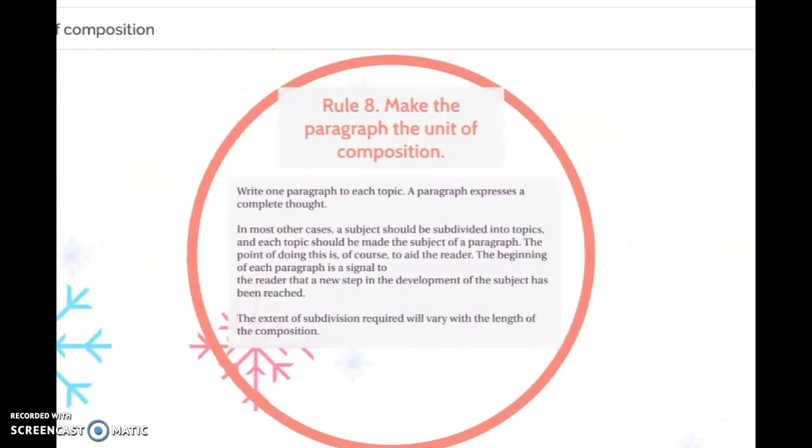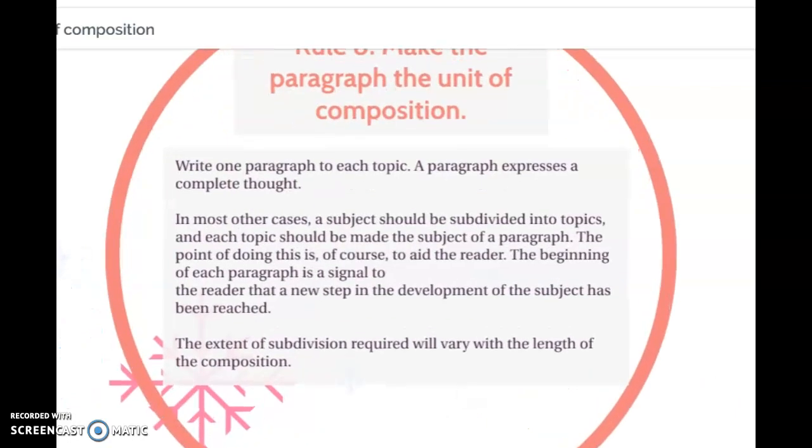Now, remember to make the paragraph the unit of your composition. Every time that we write, we must remember I have to keep my smallest unit tight and well written. What is the smallest unit of a larger essay? Of course, it is your paragraph.